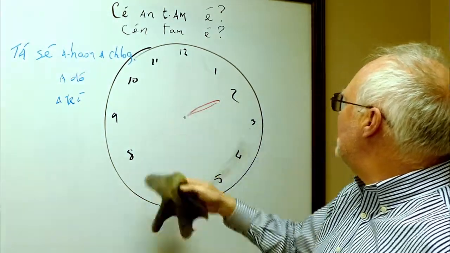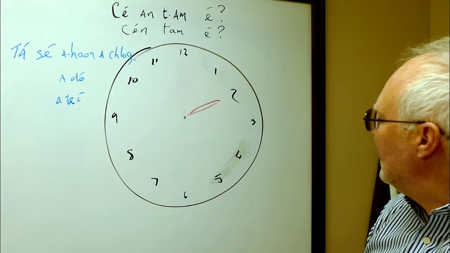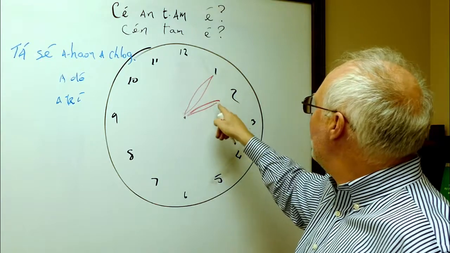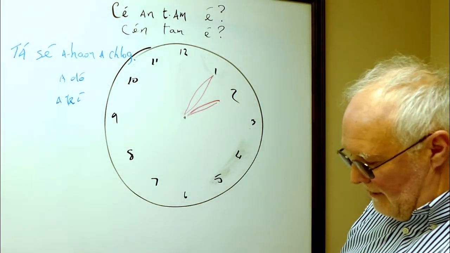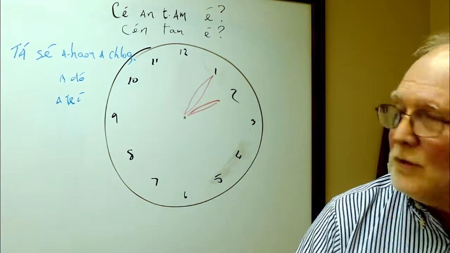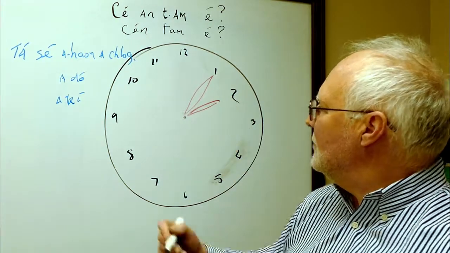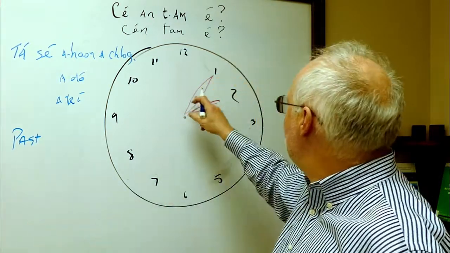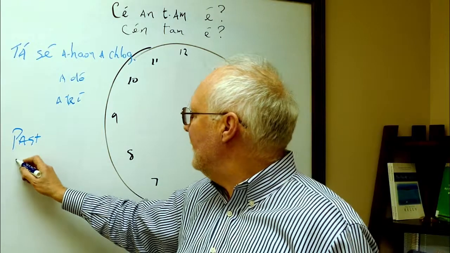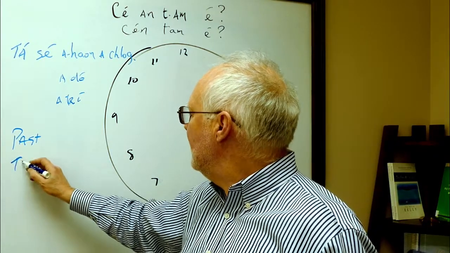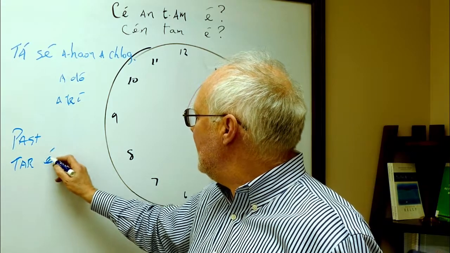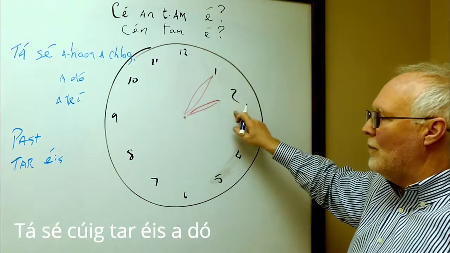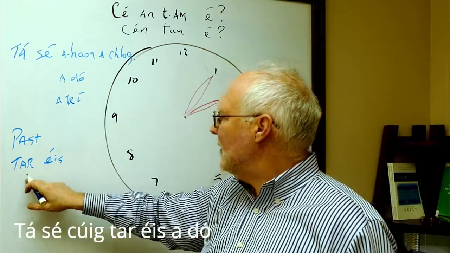We'll start off with the small hand on the 2, and the big hand, we'll put it here. So it's 5 past 2. You know the word for 5, cúig, and you know the word for 2, dó. And so what you need then is the word for past. It's 5 past 2, and that is: tá sé cúig tar éis a dó. Two words, tar éis. Tá sé cúig tar éis a dó. And this piece here, tar éis, is past.